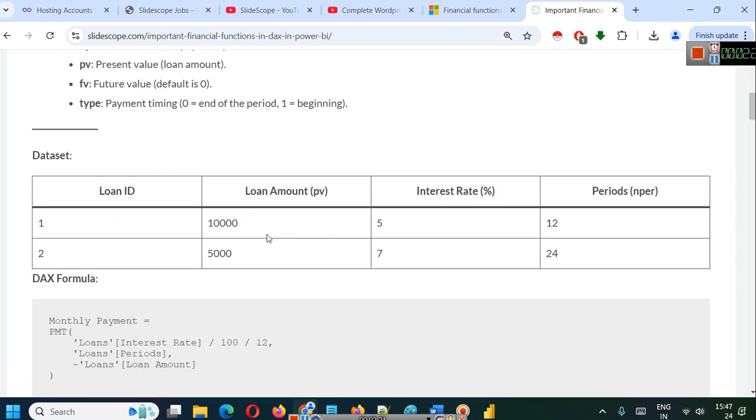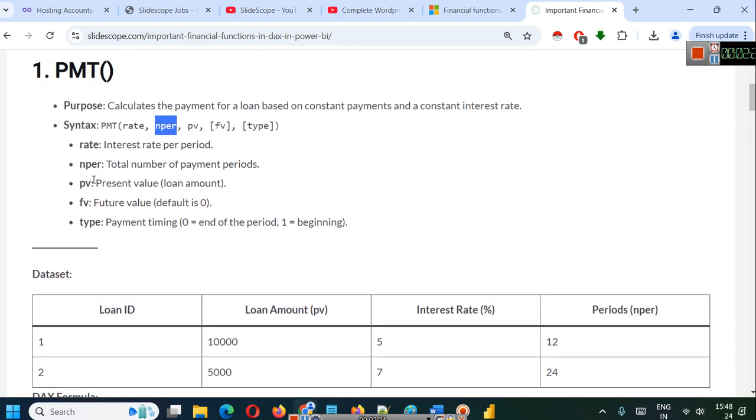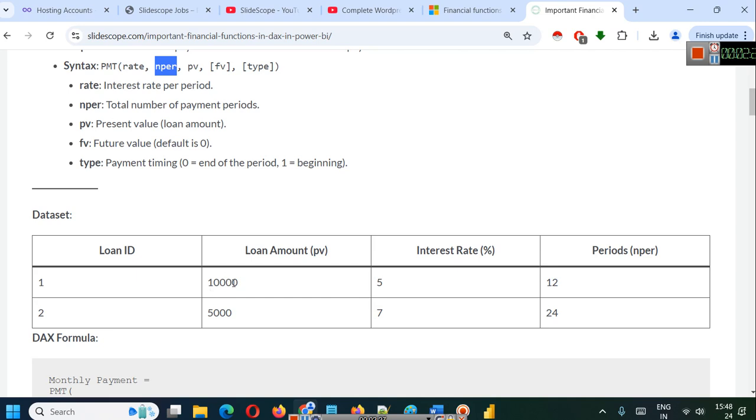Let's say a very basic data set here. The loan amount, which is PV, is 10,000, sorry, for loan ID 1, and the loan amount PV in loan ID 2 is 5,000. Interest rate here is 5%. So this is a 10,000 loan amount at 5% rate, and a 5,000 loan amount at 7% rate. Similarly, you can have a data set with thousands of rows, and for every loan ID you may have these values. And this is the period, that is 12 or 24, the total number of payment periods.